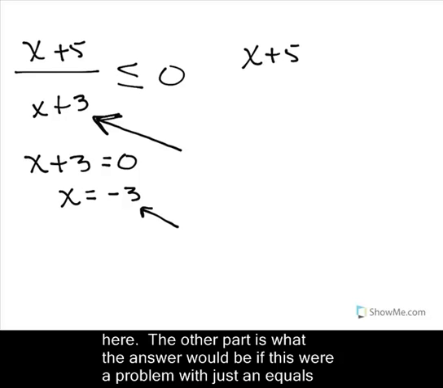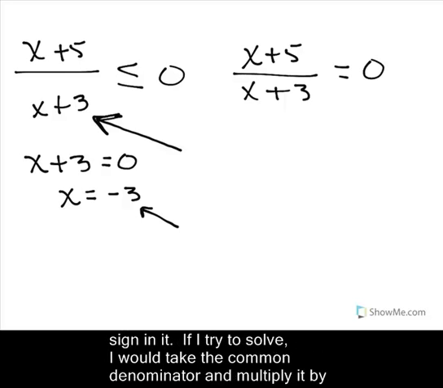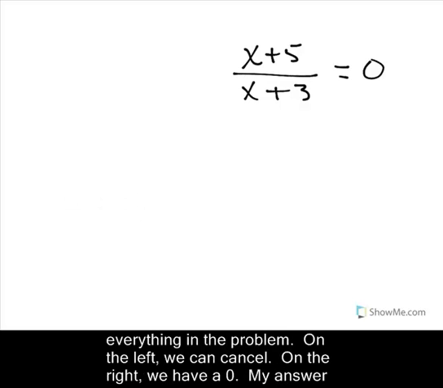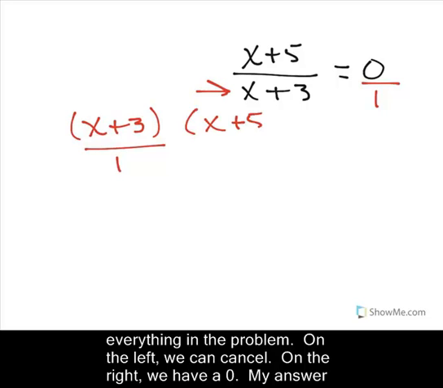The other part of this problem is, what would the answer be if there was no inequality there? So if I look at this problem and I try to determine what my answer would be if there was no inequality, it has a fraction in it. So normally we would find the common denominator, which in this case is x plus 3, and we would multiply x plus 3 times both sides of that problem. That's how we dealt with it when we learned how to do this before.